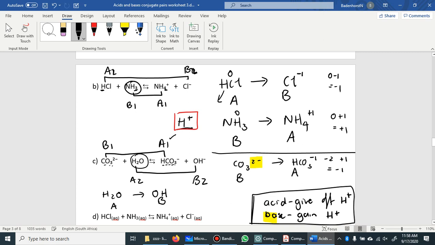Now let's figure out the charge. Now this used to be neutral. When something gives away a hydrogen and gives away a +1, it needs to become one more negative. So it used to be neutral, now it needs to become one more negative, so the charge is -1. Okay, so let's keep that in mind.